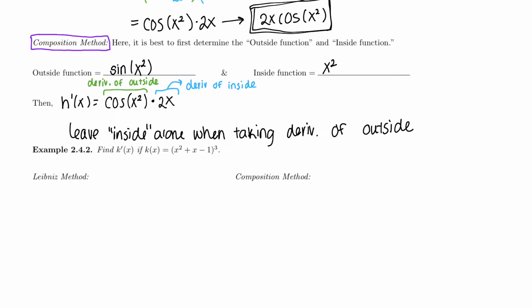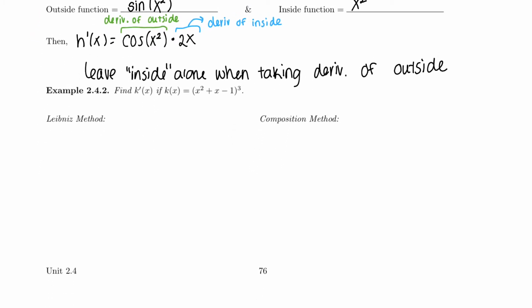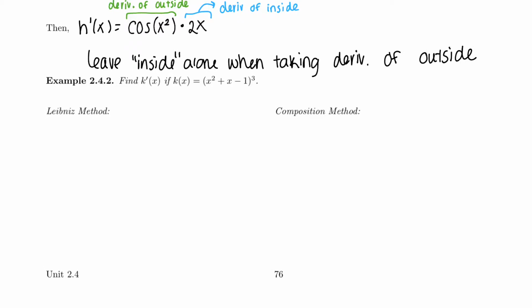So let's go ahead and see it again, because you're just going to need to see it again and again. It's what's going to need to happen. So for the Leibniz method, if we have the function k of x equals x squared plus x minus 1, you're essentially finding this inside function first, and we're going to call that guy u. So our u is equal to x squared plus x minus 1. And our du dx, the derivative of the function u with respect to x, is 2x plus 1.